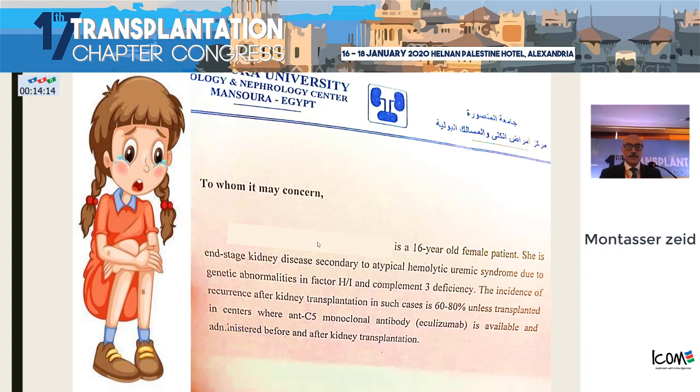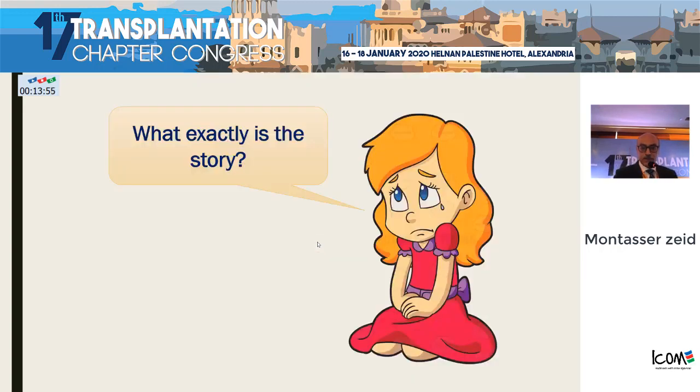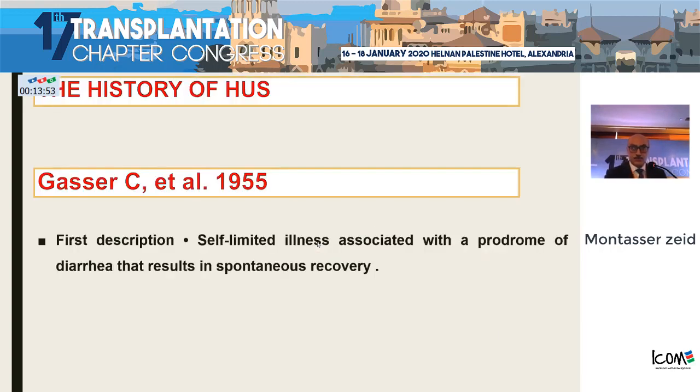and the incidence of recurrence after kidney transplantation in such cases is around 60 to 80% unless transplanted in centers where the anti-C5 monoclonal antibody eculizumab is available and administered before and after transplantation. So what is exactly the story?